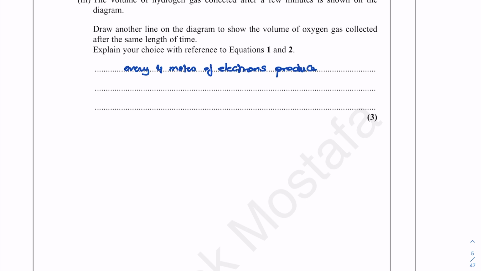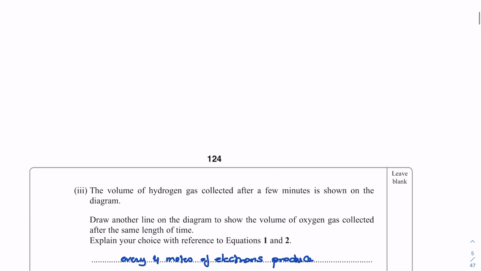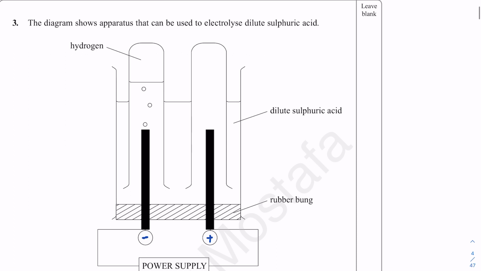every 4 moles of electrons produce 1 mole of oxygen gas at the anode and 2 moles of hydrogen gas at the cathode. This means the volume of hydrogen should be double the volume of oxygen. So if it gave me the volume of hydrogen like this, the volume of oxygen should be half of it. So this is the volume of oxygen gas collected at the anode.